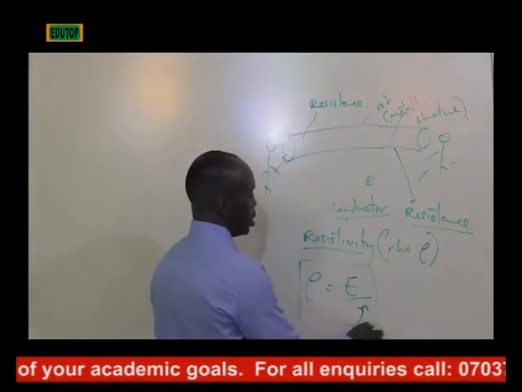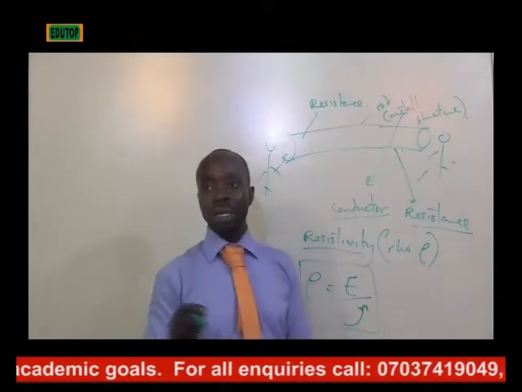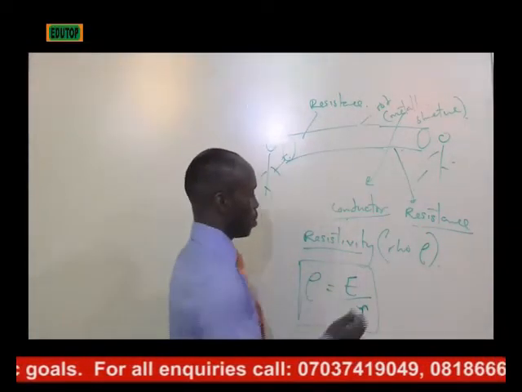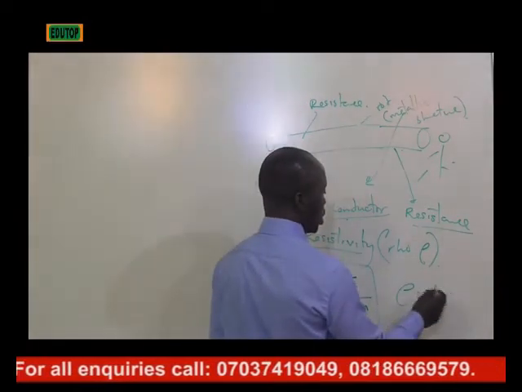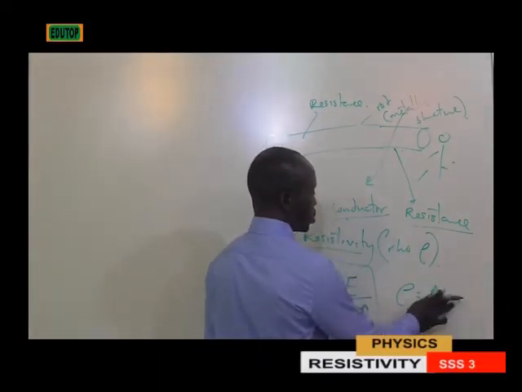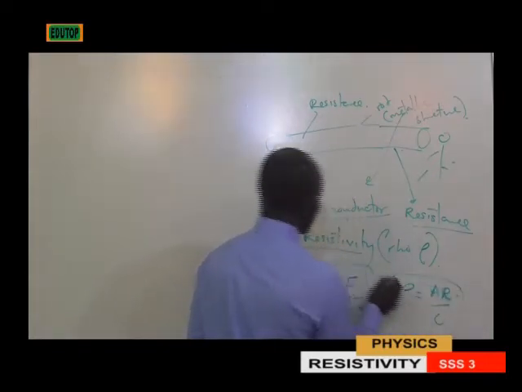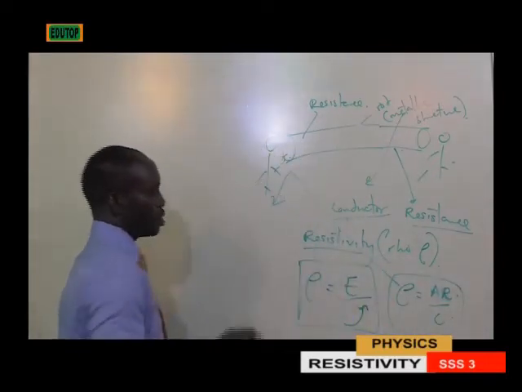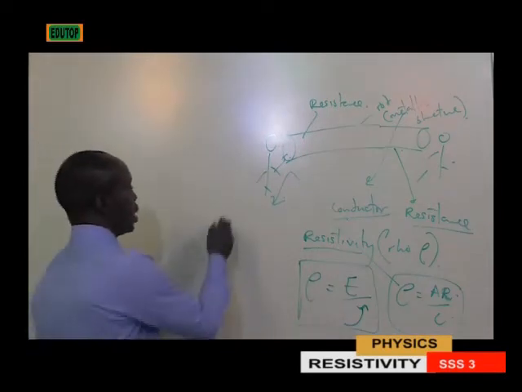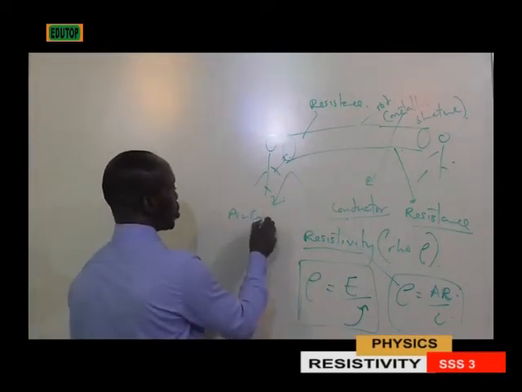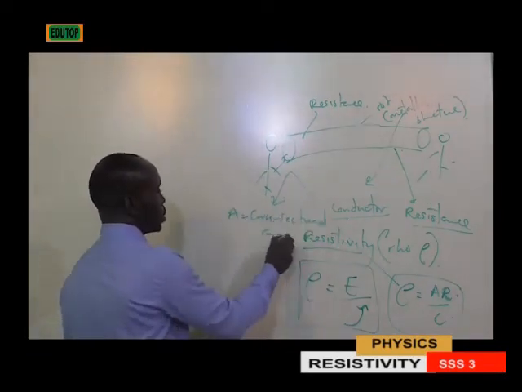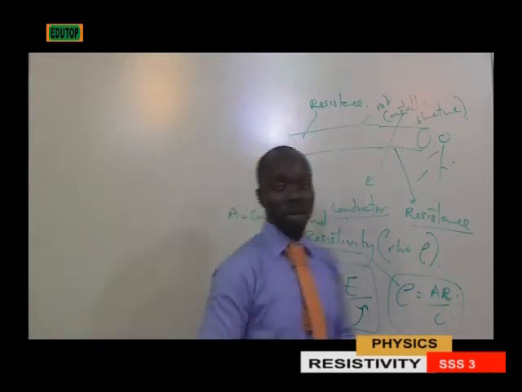Now, this could be the formula for your resistivity. But there's another fundamental one. We have your rho equals AR over what? L. I'm going to break this down. Now, if we have resistivity to be AR over L, what's your A? Your A is what we call your cross-sectional area. Now, let me analyze what is meant by cross-sectional area.